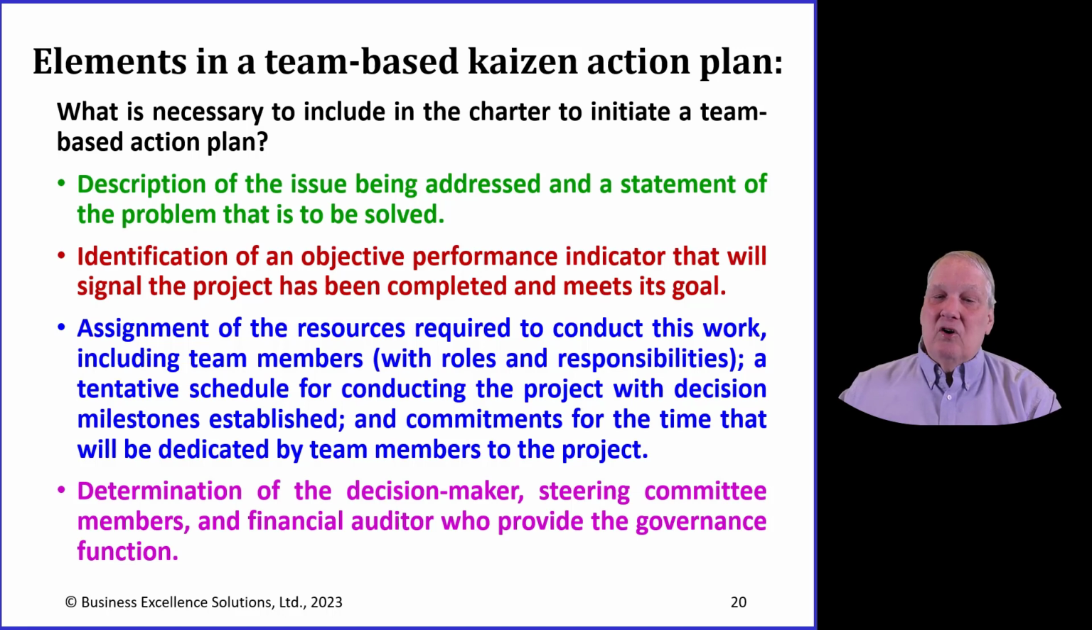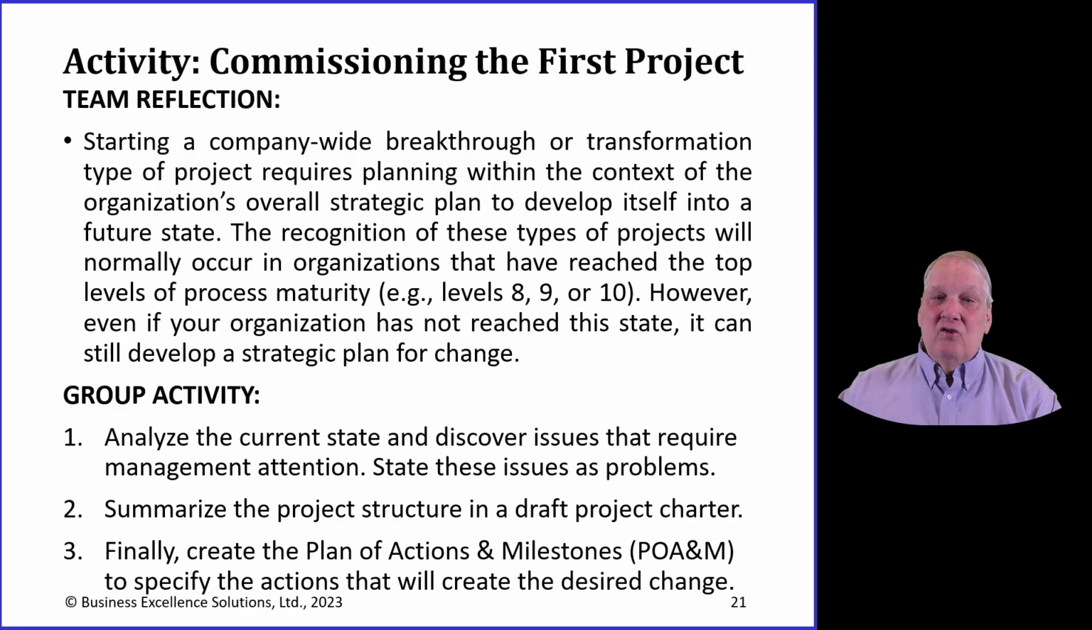And we have to determine who will be the decision maker or steering committee, who will be the financial auditor that assures the governance function is operating and keeps the management attention focused on the change that needs to occur. So commissioning your first project is really what we need to think about. So we want you to think, to get to that level of 8, 9, or 10 in process maturity, how do you do that? By creating your first project.